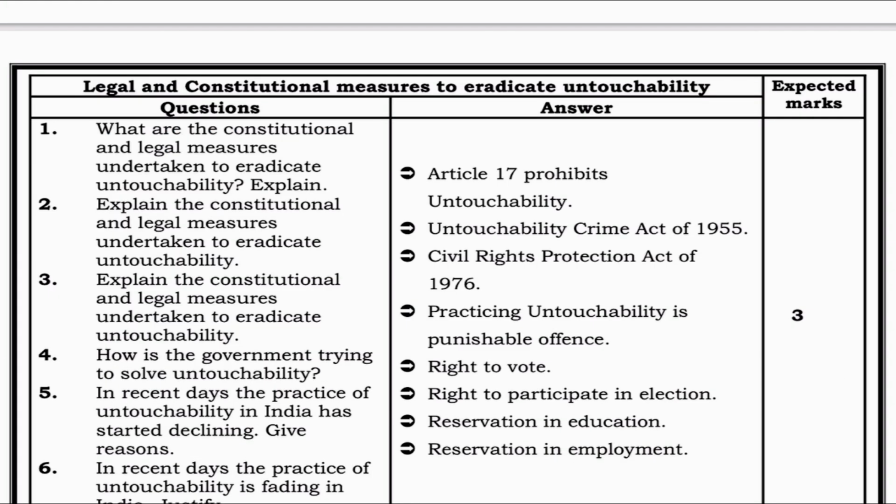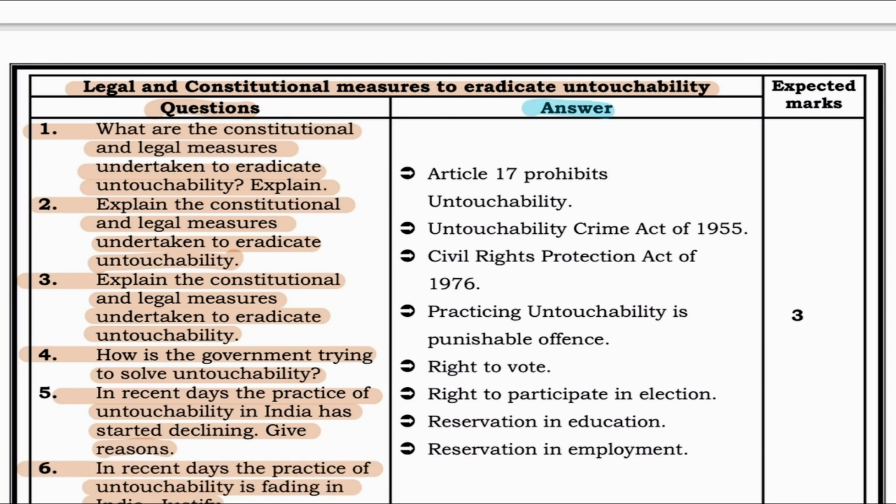For 2 marks. Legal and constitutional measures to eradicate untouchability. What are the constitutional and legal measures undertaken to eradicate untouchability? Explain the constitutional and legal measures undertaken to eradicate untouchability. How is the government trying to solve untouchability? In recent days, the practice of untouchability in India has started declining. The practice of untouchability is fading in India.